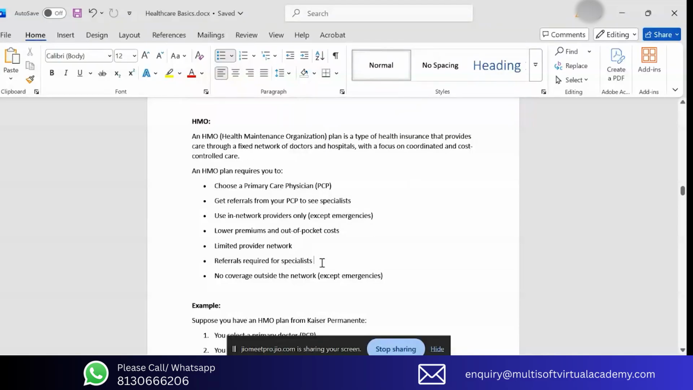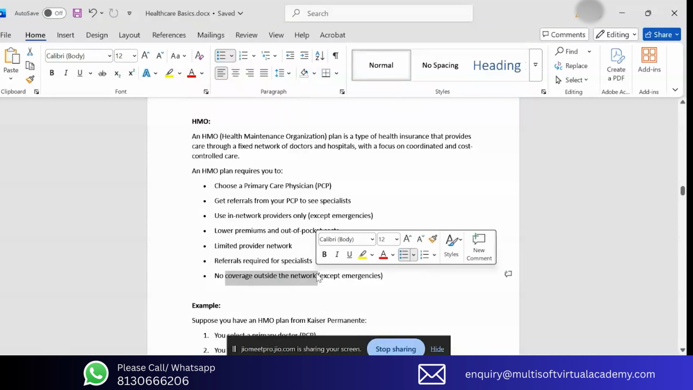Next, referral is required for a specialist. As I told, you cannot go and visit a specialist directly. Even though a specialist is required, you will be redirected only via the PCP. So a referral is always required for an HMO plan. No coverage outside the network except emergencies.